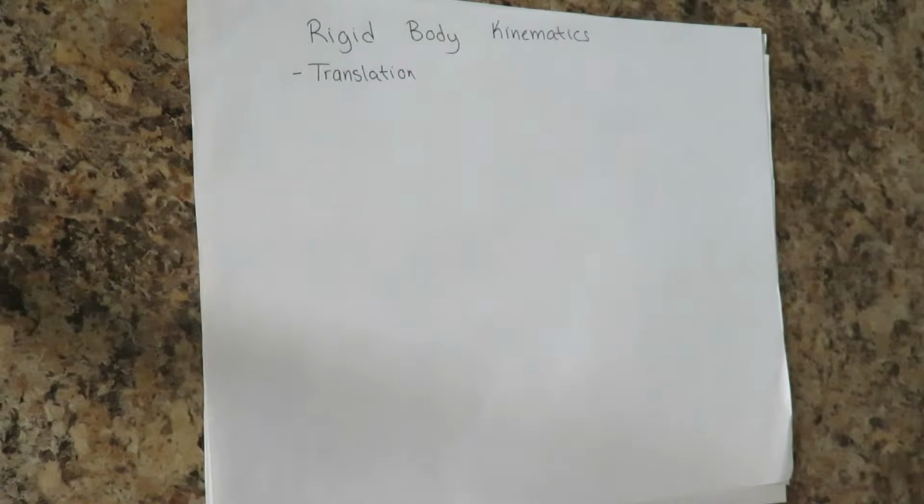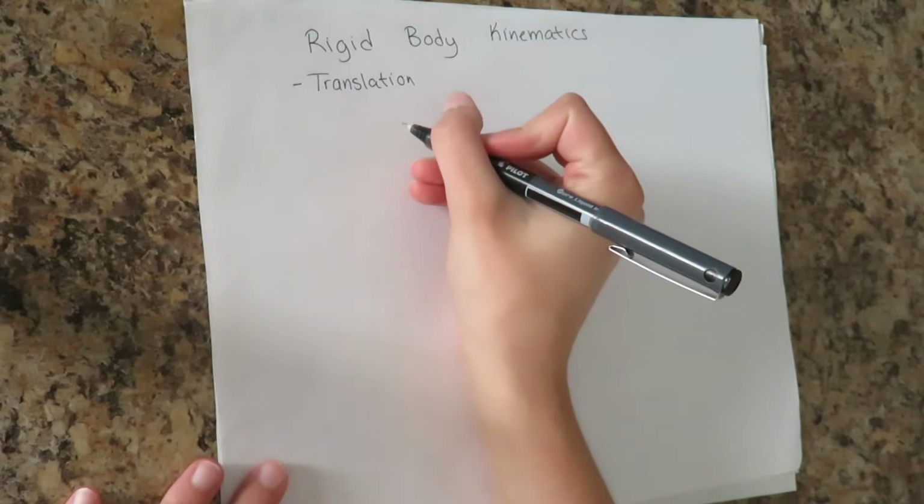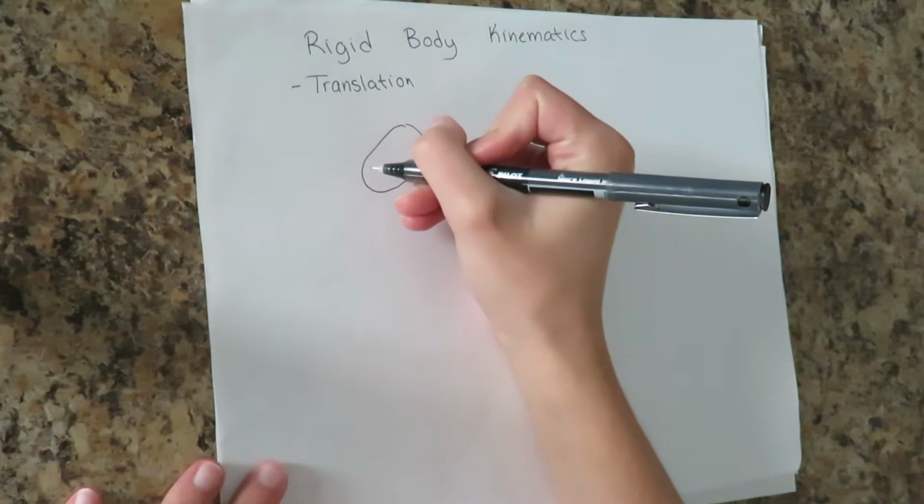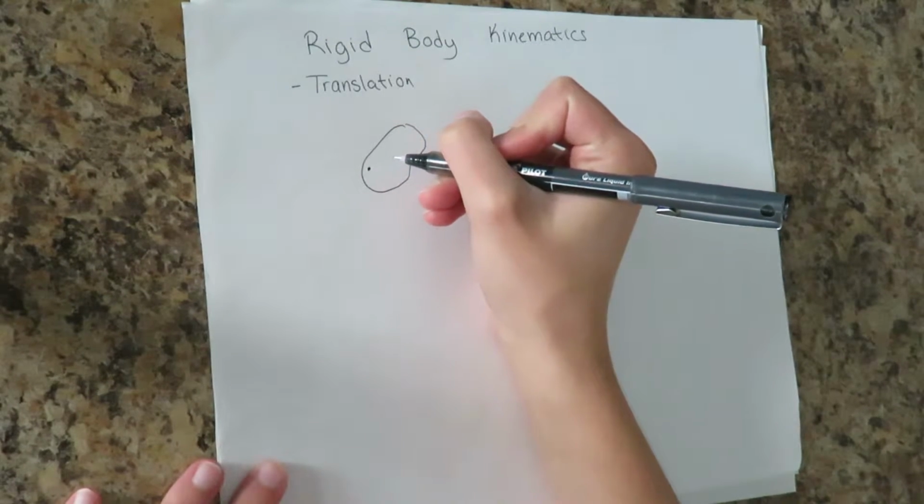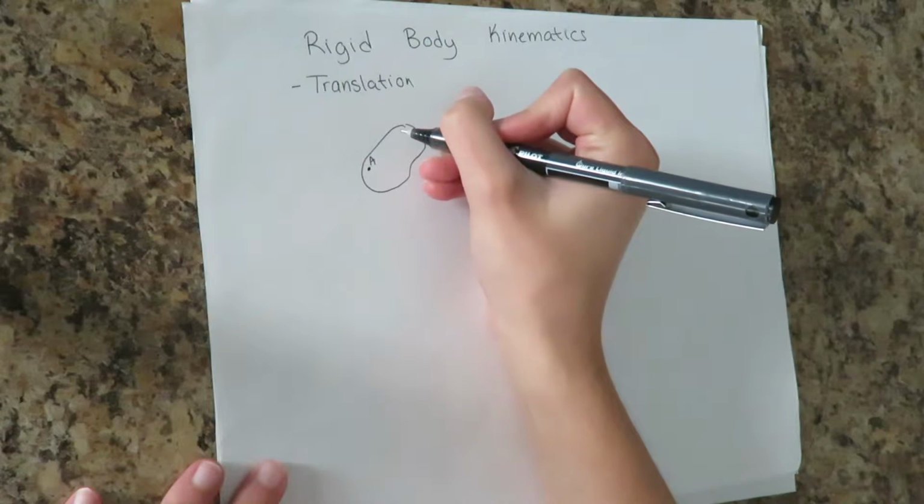Okay, so in this video, I'm going to talk about rigid body kinematics, and we're just going to start with the most basic form of that, which is translation. So we're going to start off by saying that we have a rigid body. Doesn't really matter what it looks like. It has a point on it called A, and another point called B.